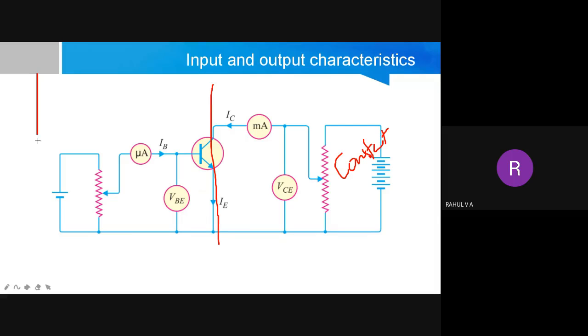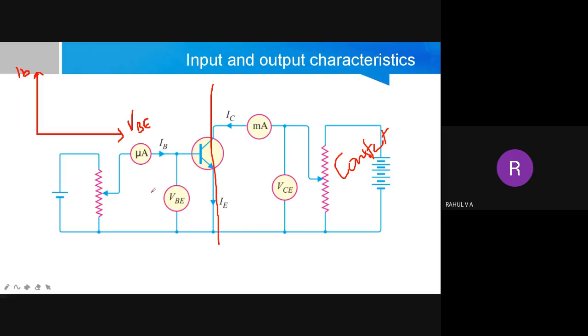I am drawing the y-axis, and here I am drawing the x-axis. On the x-axis I am keeping VBE, that is the voltage across base and emitter, and on the y-axis I can draw IB. Capital letter B also you can write, small letter b also you can write, no problem. So it is plotted between VBE and IB. So that is your input side.